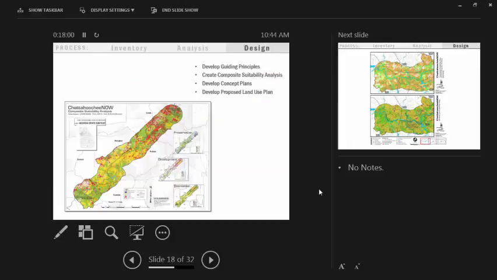Each of the students then individually was to take all 12 of those different suitability maps and create a composite suitability, which is essentially creating the base map for their land use plan. We left it pretty wide open in terms of methodology on how to bring those 12 maps together into one. There are many different ways to do it.